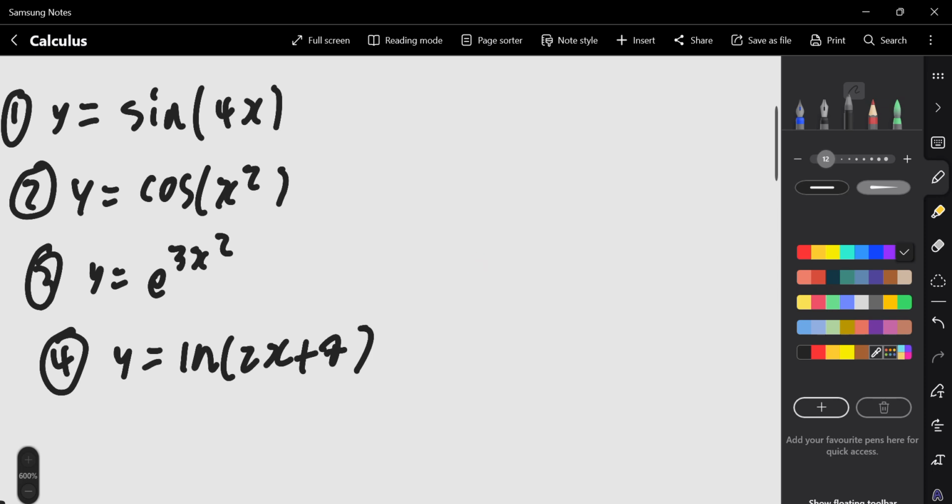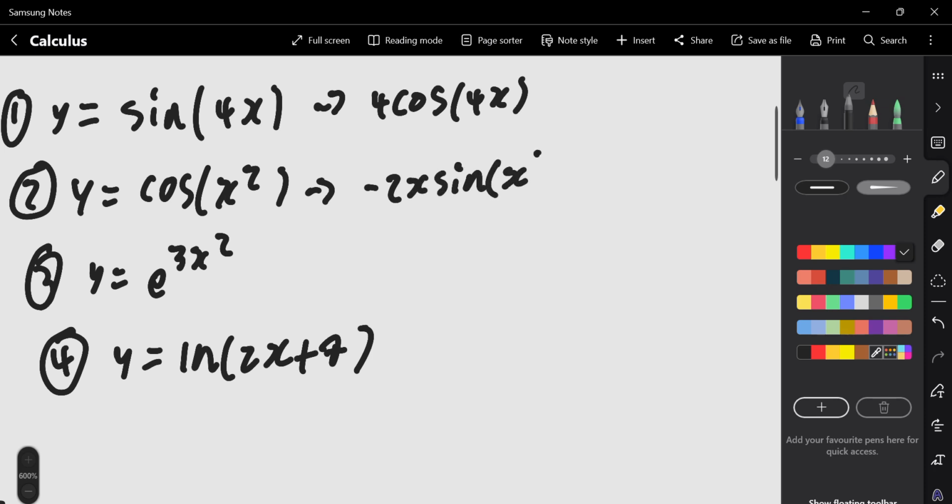Let's go. Number one. So the derivative of sine x is cos x. So you're going to have cos 4x. What's the derivative of 4x? It's going to be 4. So we're going to have 4 cos of 4x. Next up, derivative of cos is going to be minus sine. What's the derivative of x squared? 2x. So you're going to have minus 2x sine of x squared. Nice and simple, I think.